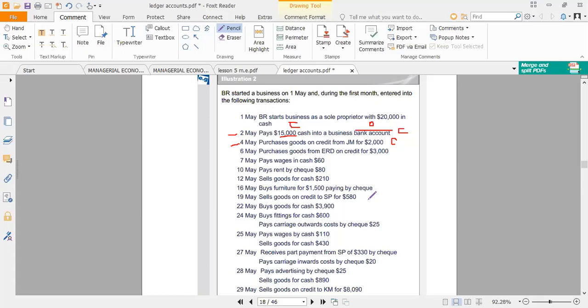Goods sold on credit, we have 2 accounts. We have the sales account and the debtor. Whenever we sell goods on credit, we're selling to somebody on credit. That person who buys from us is called what? Debtor.